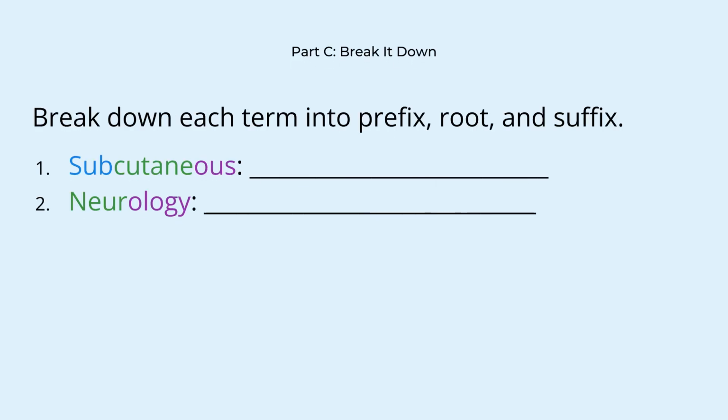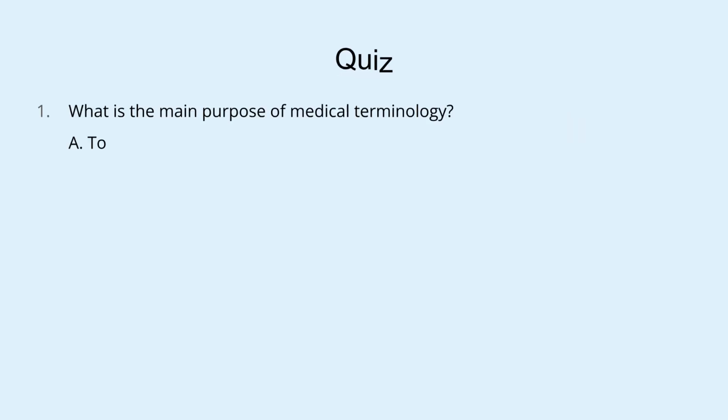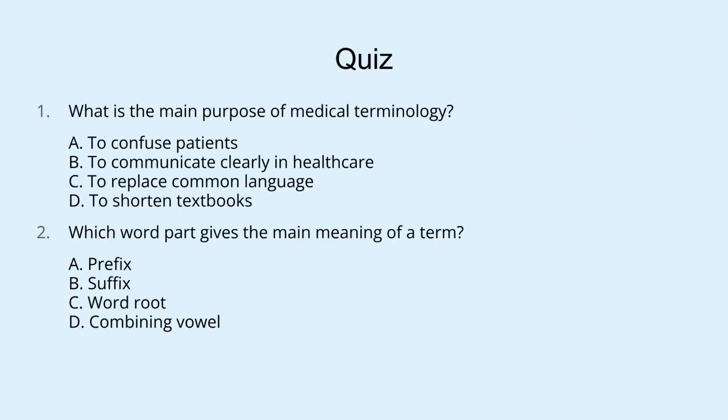For Part C, let's break these terms down. Subcutaneous breaks into the prefix sub, meaning under, the root cutane, meaning skin, and the suffix ous, meaning pertaining to. Neurology breaks into the root neur, meaning nerve, and the suffix ology, meaning study of. Pause the video and answer these questions before moving on.